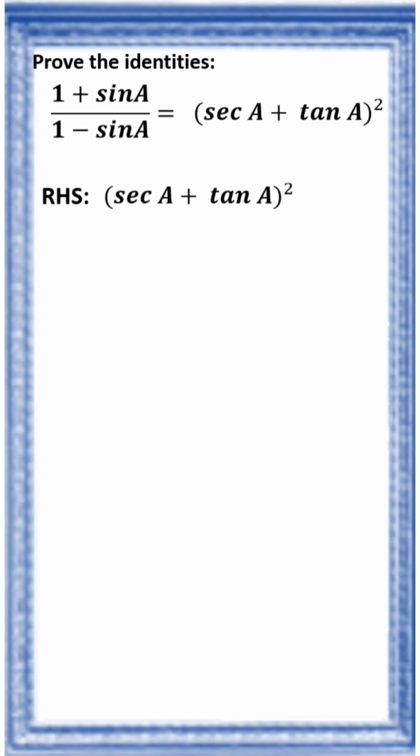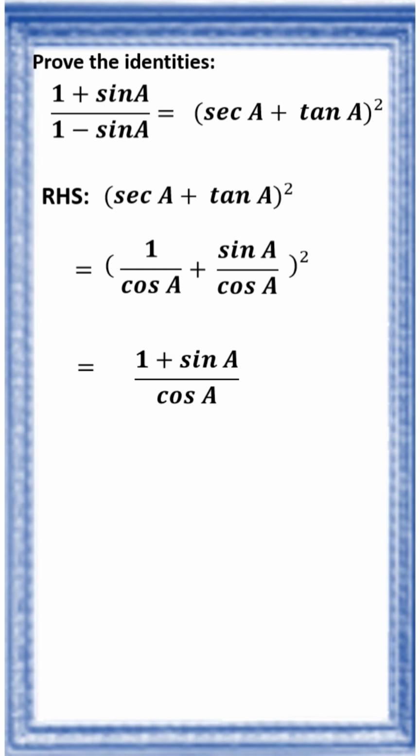Now let us convert it into sine and cos ratios. Secant A is equal to 1 by cos A, tan A is equal to sin A by cos A, the whole square. Here LCM is cos A, so this is equal to 1 plus sin A by cos A the whole square. Now let us separate numerator and denominator like this: 1 plus sin A the whole square upon cos square A.